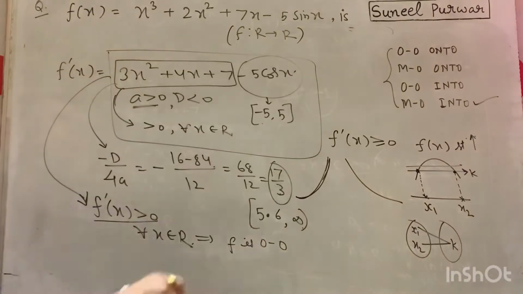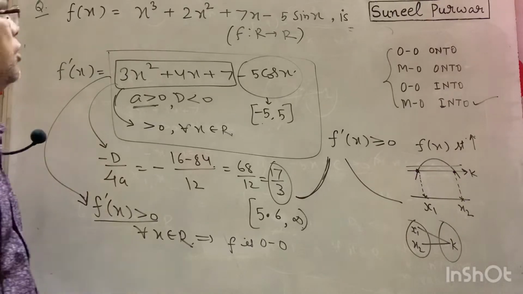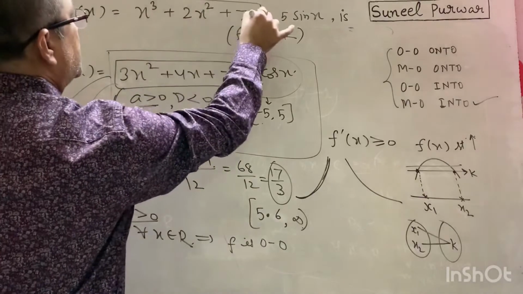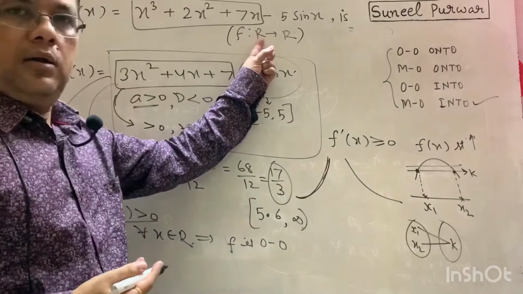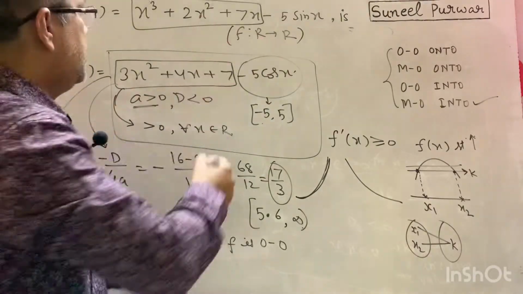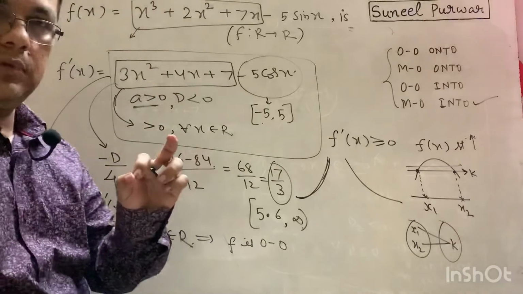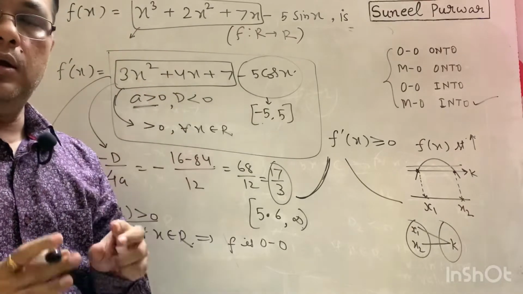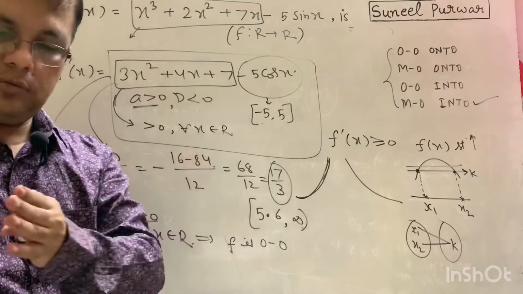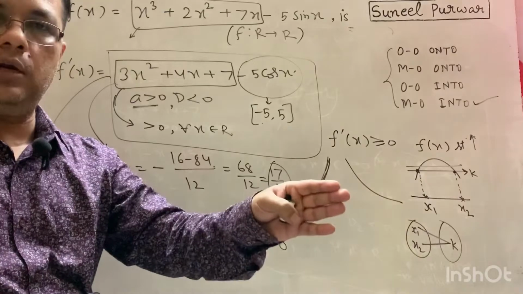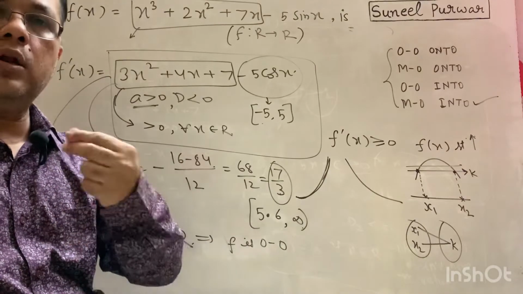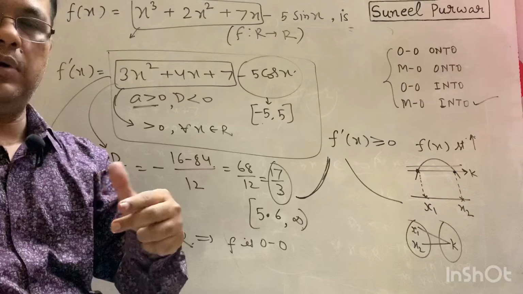After that, we have to check for onto and into. Now you see, this is a cubic polynomial. And you know, if the domain is R, mind this very important point: if x values are going from minus infinite to infinite, then the range of any odd degree polynomial is always R, minus infinite to infinite.